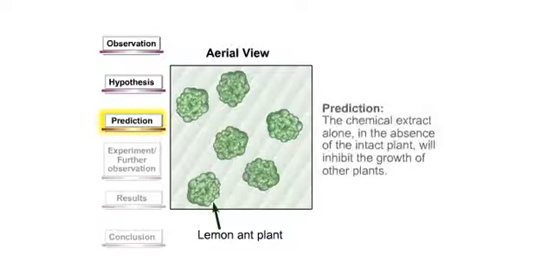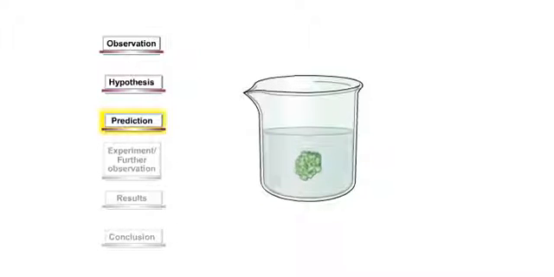You might predict, for example, that if your hypothesis is correct, a chemical extract alone, in the absence of the intact plant, will inhibit the growth of other plants. You therefore select one lemon ant plant and liquefy its tissues in alcohol using a blender to produce an extract of all the chemicals in the plant that are soluble in alcohol.